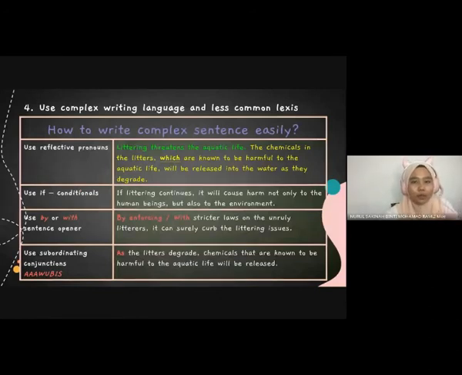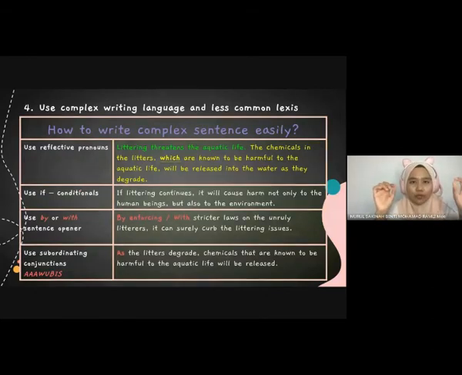The common relative pronouns that we use are usually which, that, who. We always use only these: which, where, that, who. The function of this relative pronoun is to give a definition of the subject. So you are talking about littering, and then you relate it with the chemicals in the litter, and you want to provide a definition of what the chemicals in the litter are. You use "which are known to be harmful to the aquatic life, will be released into the water as they degrade."